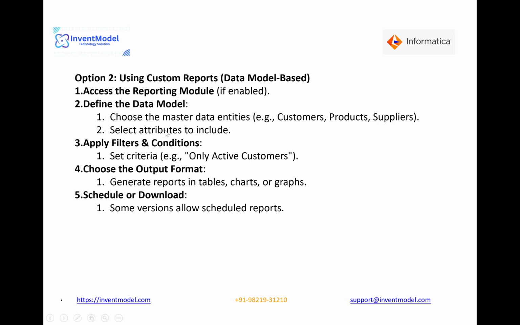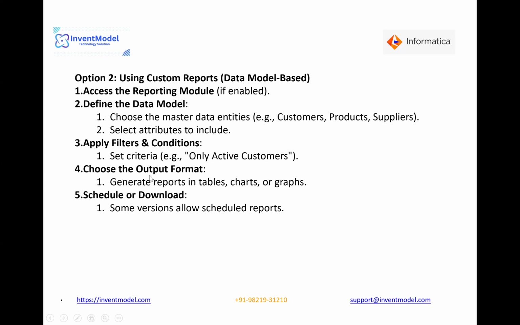Second is select the attributes that you want to include, that you want to show in the report. Third is apply filters and conditions. Whatever filters you want to apply, and you want to set the criteria that only those records are to be shown, so that condition also we can apply in the report. Example here is only active customers, so the inactive customers would not be shown.